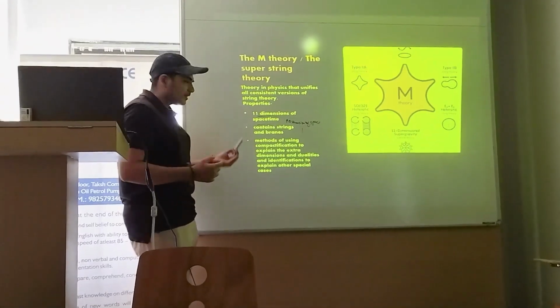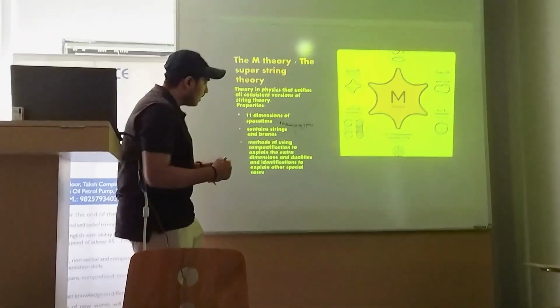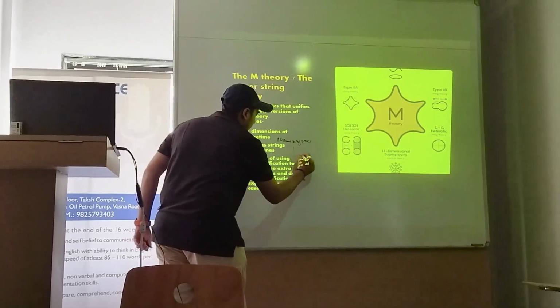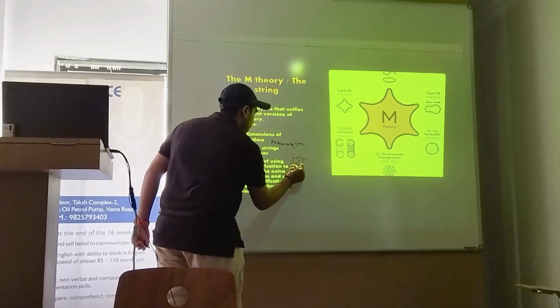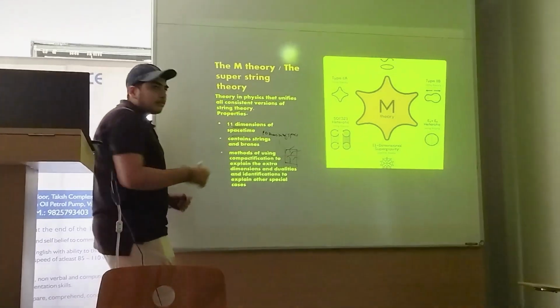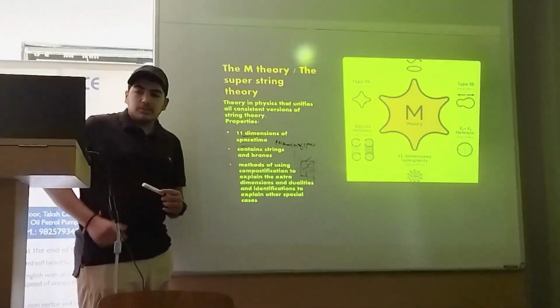It contains strings and branes. As I told you what strings are, branes are like sheets from which strings emerge. This is very important when explaining black holes in string theories.